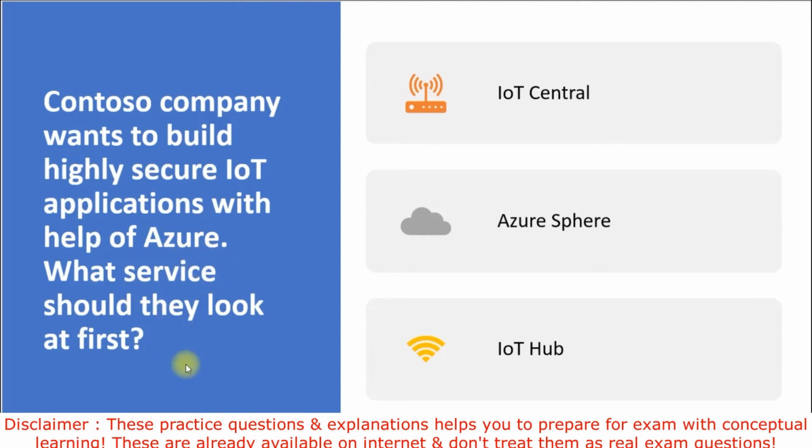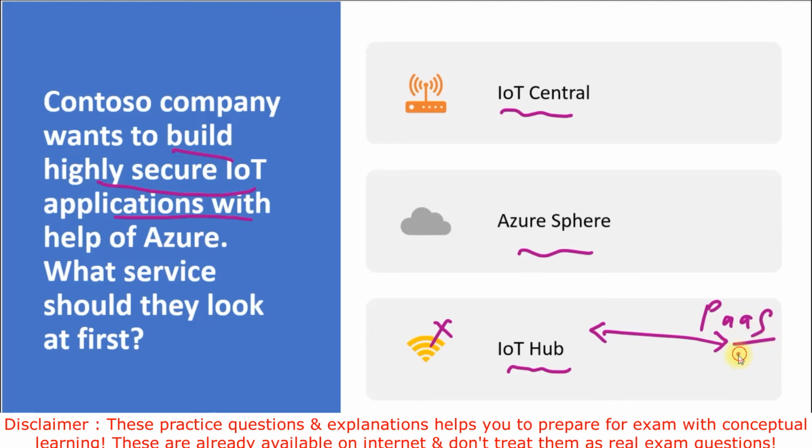What service should they look at first? What are they looking for? They are looking to build a highly secure IoT application with the help of Azure. So the options we have are IoT Central, Azure Sphere, and IoT Hub. See, IoT Hub is a bidirectional service which helps us communicate between IoT devices and the IoT application. So it is not for securing a highly secure IoT application, so it will not work, and it's a PaaS solution, platform as a service.